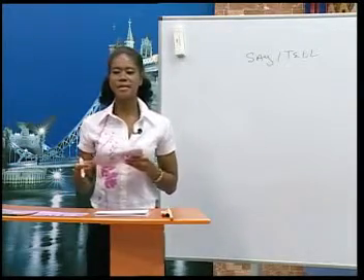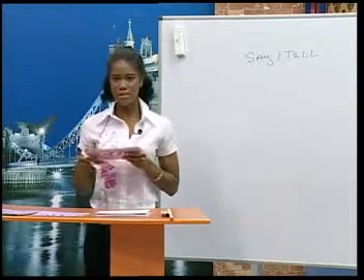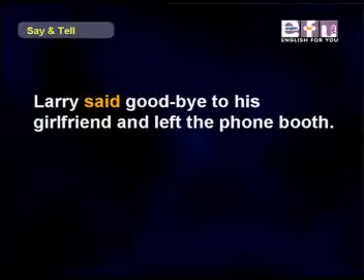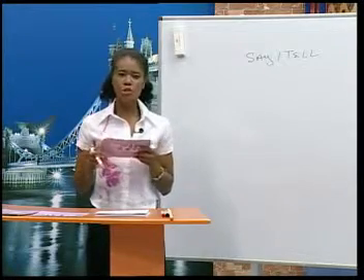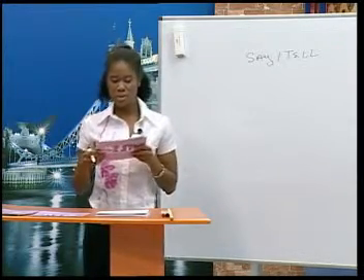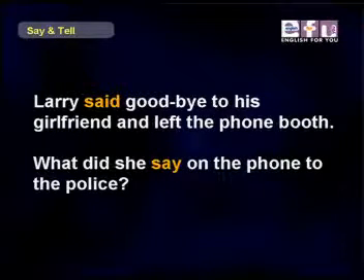You can say something to someone. For example, Larry said goodbye to his girlfriend and left the phone booth. Next, what did she say on the phone to the police? In these two sentences, girlfriend and phone are objects of prepositions. They are not indirect objects. In these cases, say must be used.